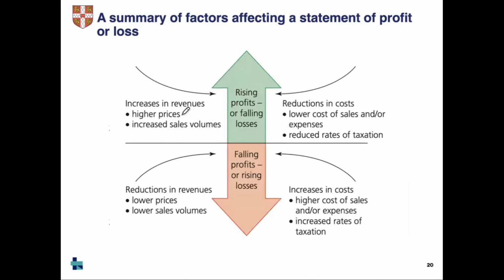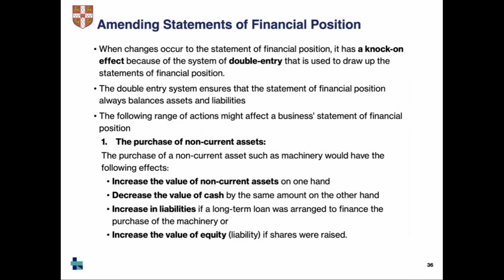What are some of these things? When prices are increasing, when the sales volume is increasing, that's the quantity we are selling is increasing. And also our profits will rise when we lower our costs, or when there's reduced taxation, to increase our profit. And some things will cause our profits to fall. These are the things that will cause an amendment to the statement of profit or loss. Also, in the statement of financial position, some things will cause amendments or changes. Let's look at these things.